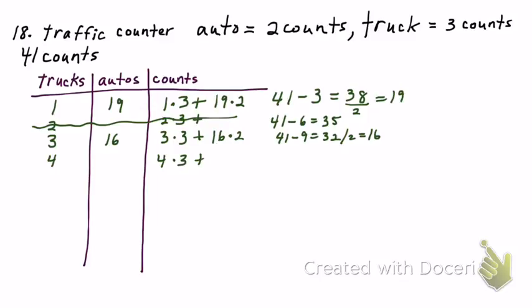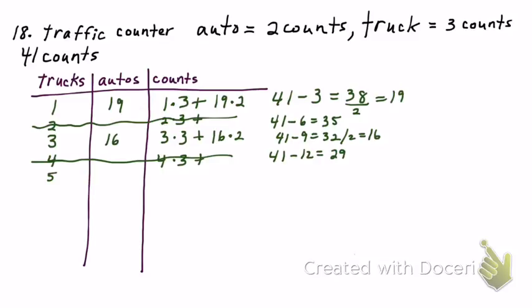So 4 times 3 would be 12. We need to subtract 12 from 41. We get 29. The same problem we had when we had 2 trucks. We can't get 29 counts from the cars because cars have 2 counts each. We got to have an even number here. Alright, so we're going to also cross that possibility out.